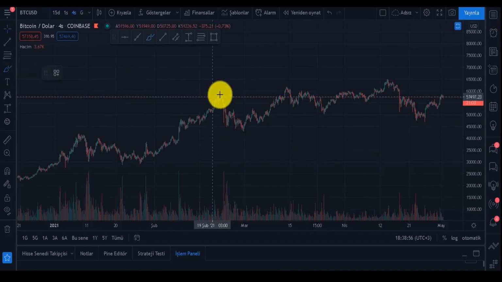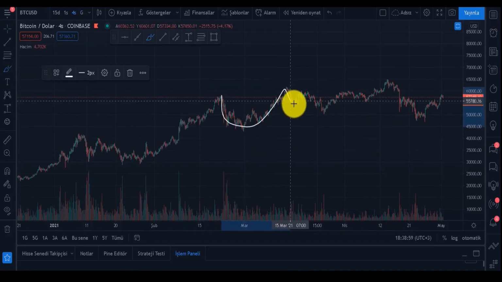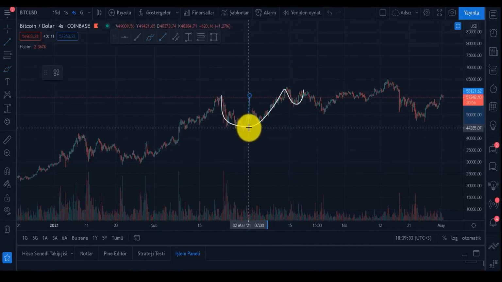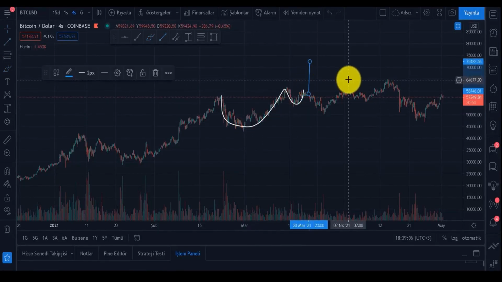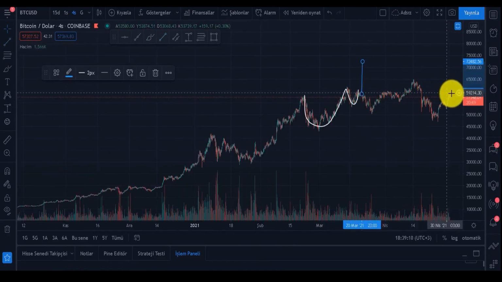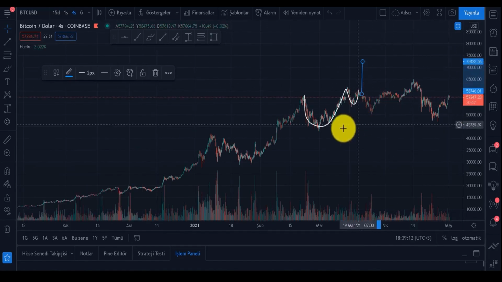Now there is a cup and handle formation here in Bitcoin. Look at it this way, friends. But this has not happened. So, why hasn't it happened? It has been left halfway. But we can think that it will complete this again later. In other words, it could reach these levels in the next breakout.